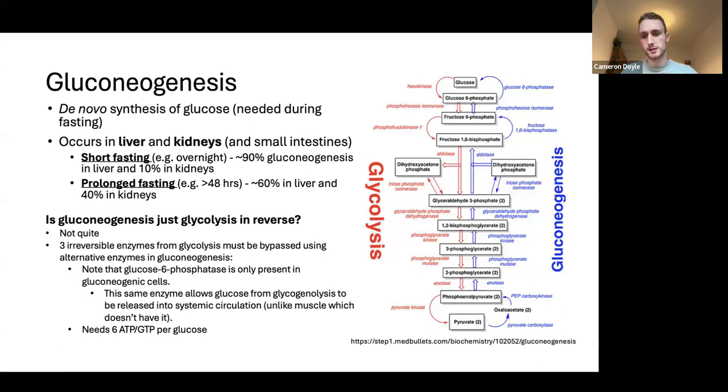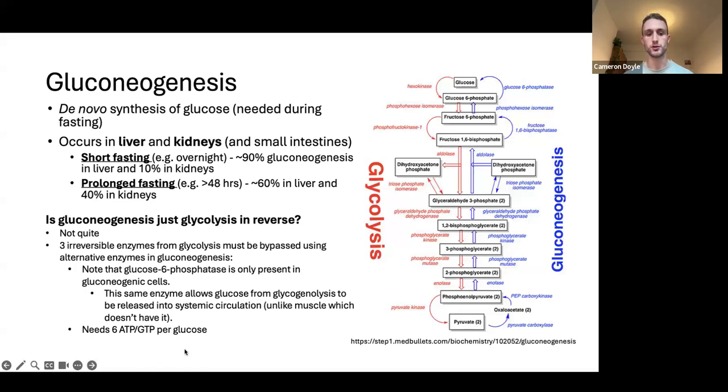And the answer is not quite, because if you remember, there were those three enzymes, hexokinase, phosphofructokinase, and pyruvate kinase, which are irreversible in glycolysis. So you have to bypass those steps with alternative enzymes, and that's nicely written out on this diagram over here. So you've got glucose 6-phosphatase, which we mentioned, which the muscle doesn't have, fructose 1,6-bisphosphatase, and two enzyme complexes that get around the pyruvate kinase step, which produces oxaloacetate in the middle, which can enter the TCA cycle as one of those substrates.